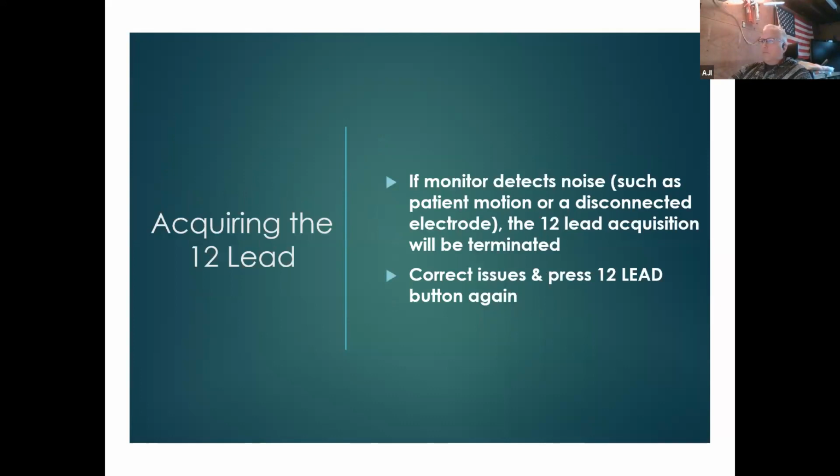So if the monitor detects noise, the 12 lead will be terminated. So you can't do that. That goes back to please be still, and movement. Sometimes it will do this when you've done everything you should have done correctly. Remember, if you have patients sitting up too high, too straight, lay them back a little bit. It might clean it up a little bit. You may need to move limb leads so it cleans it up a little bit.